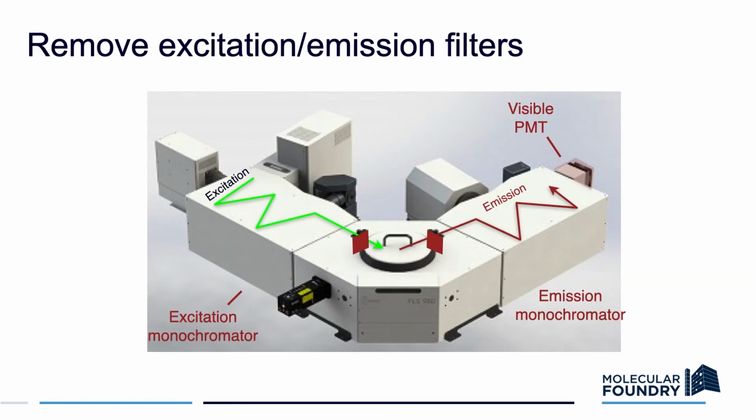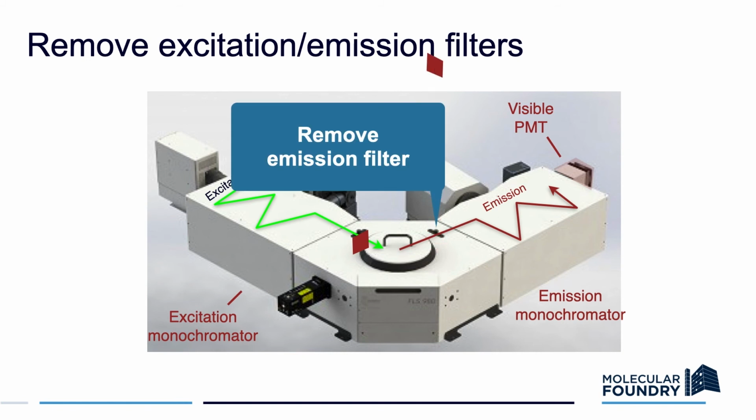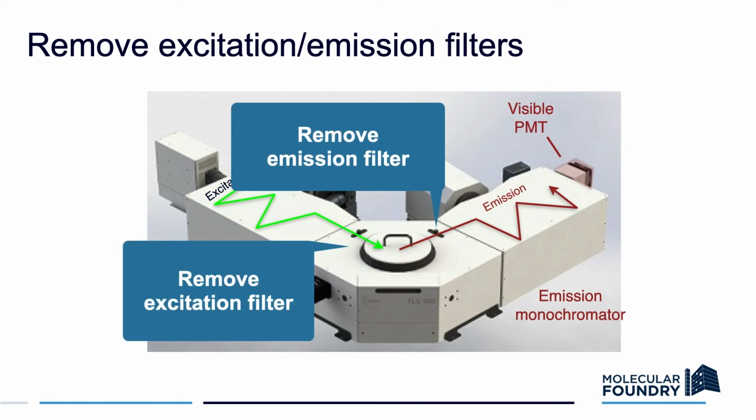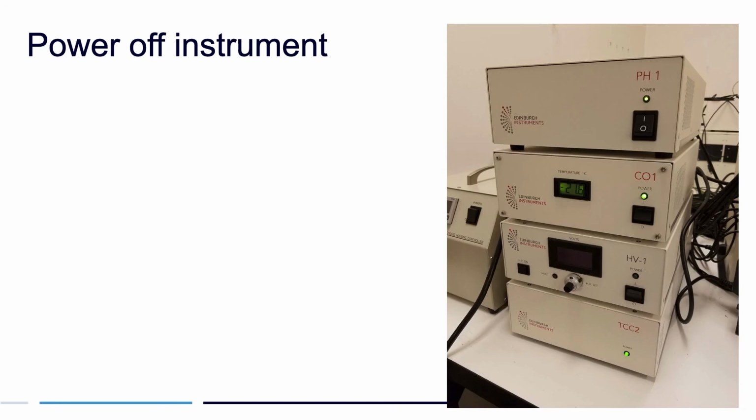Remember to remove any excitation or emission filters from the beam path. This is really important, again, in case the next person is trying to view a wavelength range that your filter is blocking out. Finally, power off the instrument.